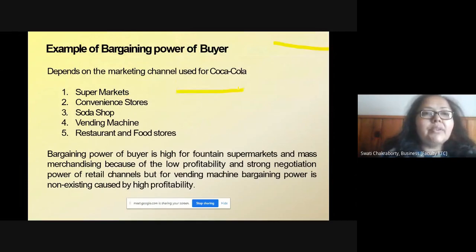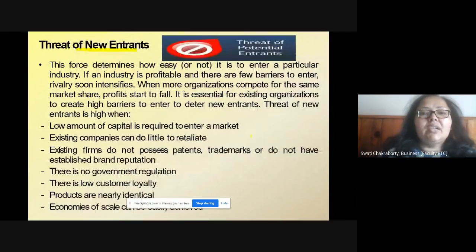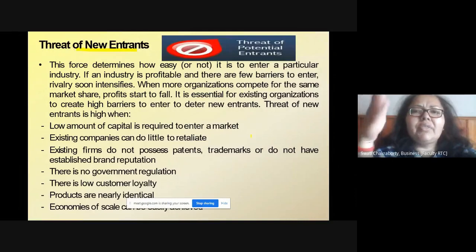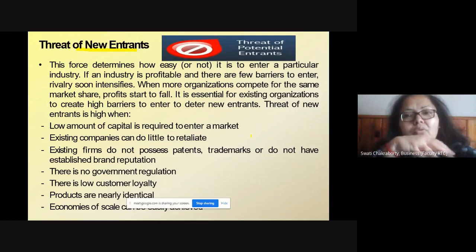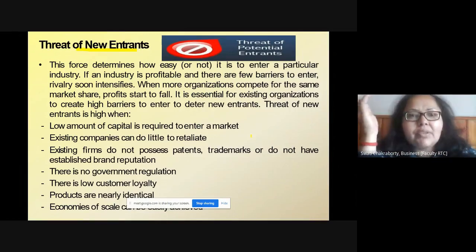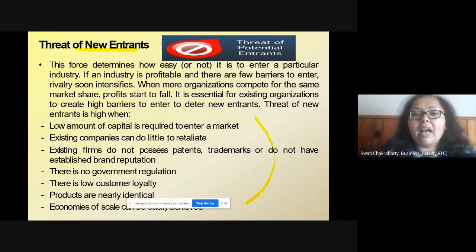Threat of new entrants. It talks about how easy or how difficult it is to enter a particular market. When there are few barriers to entry and the industry is profitable, rivalry will intensify. More big competitors come in, competing for market share, so an individual firm's market share goes down because there are more firms. Profit starts falling.